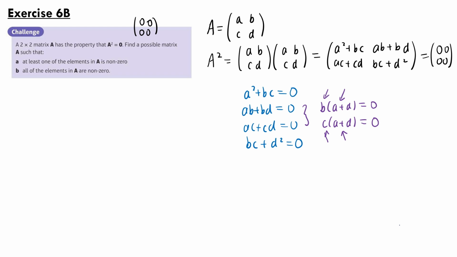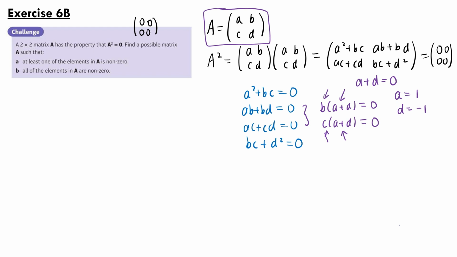And because we're looking for a matrix A with non-zero elements, it's a good idea, instead of letting b or c equal 0, to let a plus d equal 0, and then both of these equations are satisfied. So just an example of values we can give a and d, to keep it simple, we can go for a equals 1 and d equals minus 1. But there are many different values you could choose here. Just to keep it simple, 1 and minus 1 is fine.